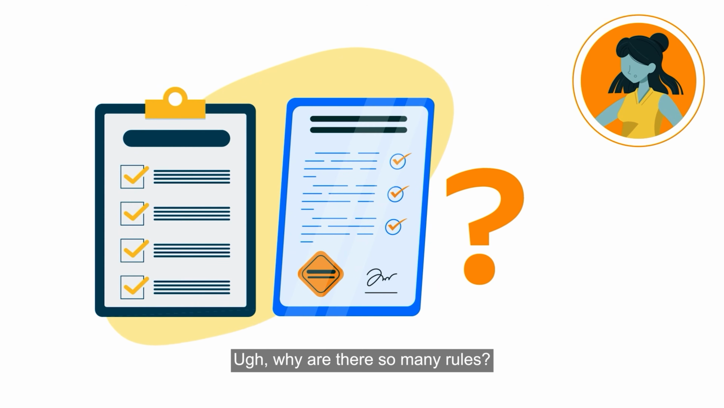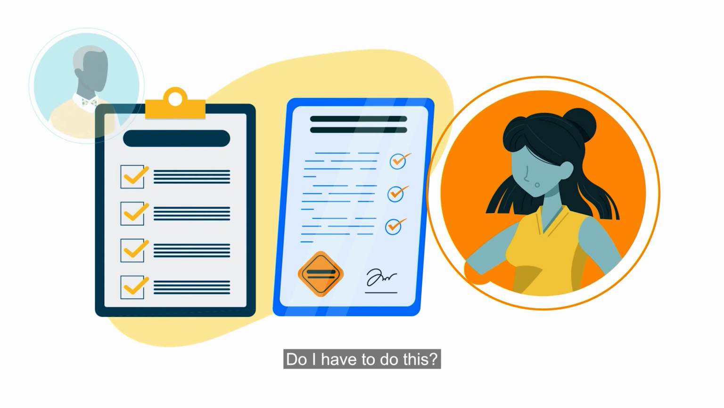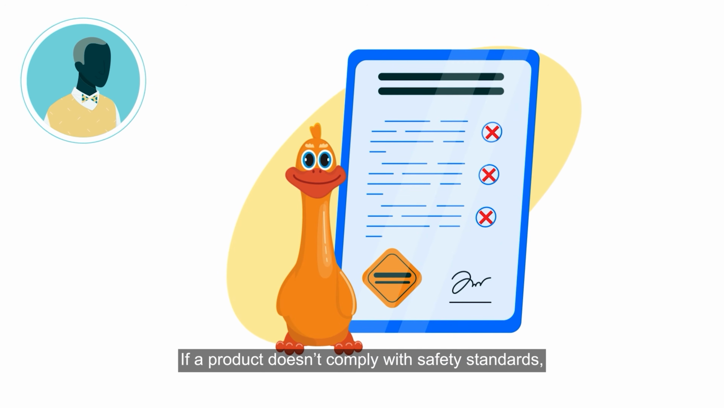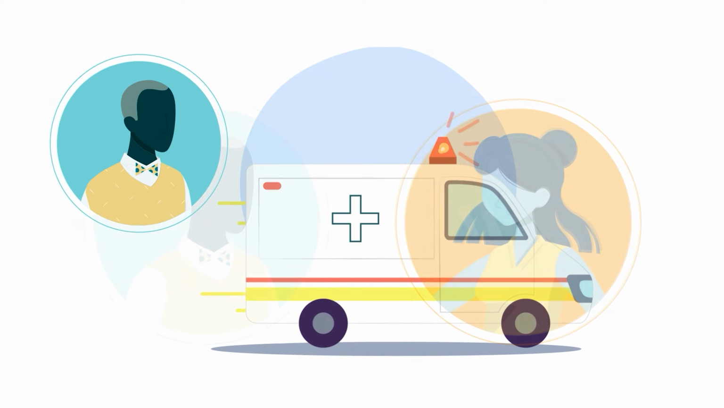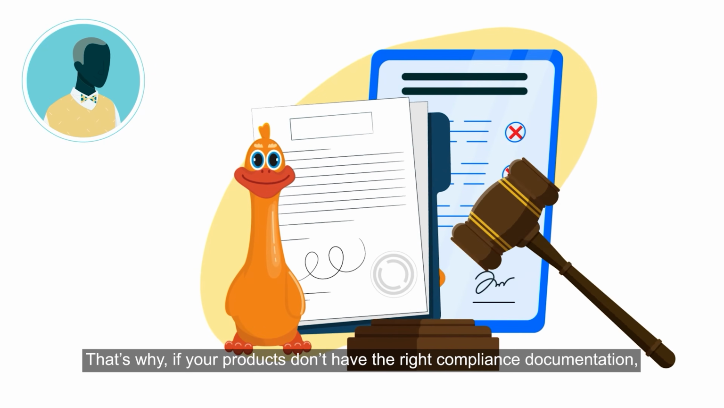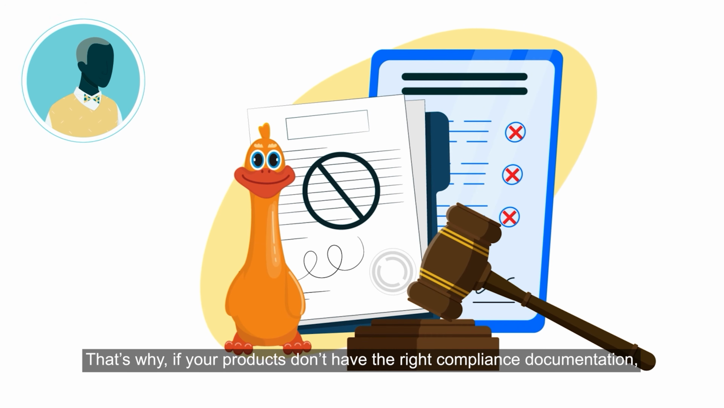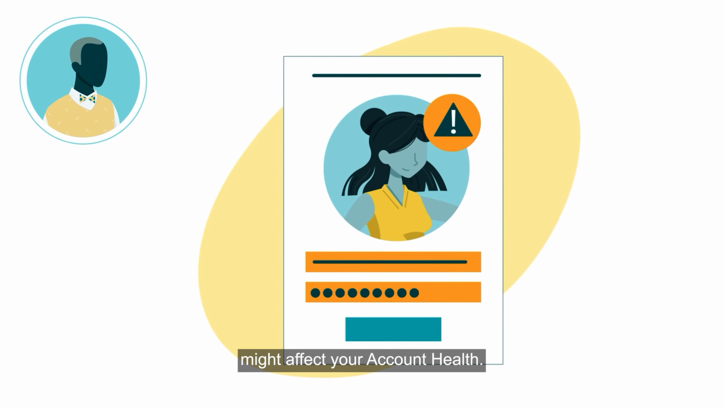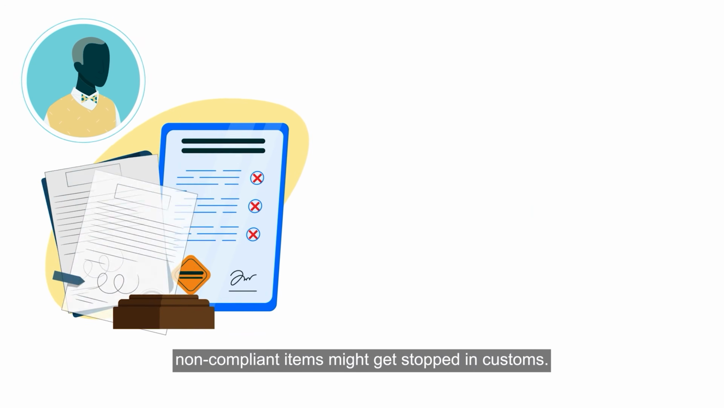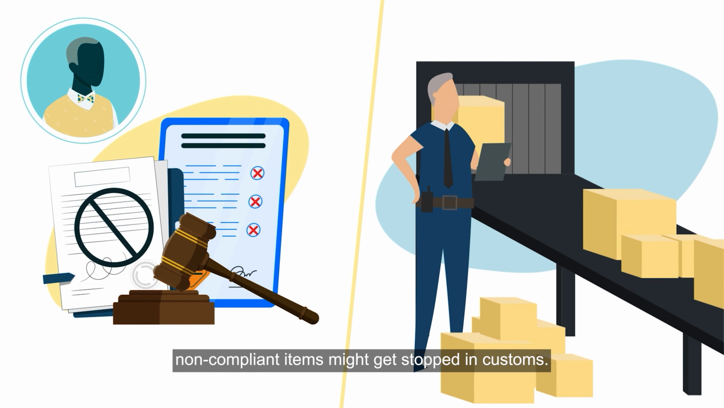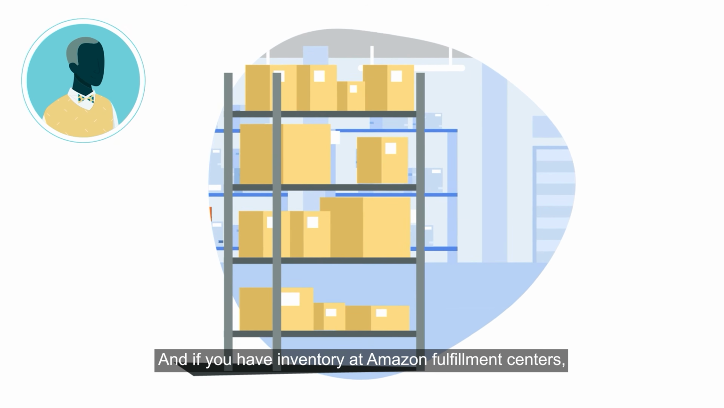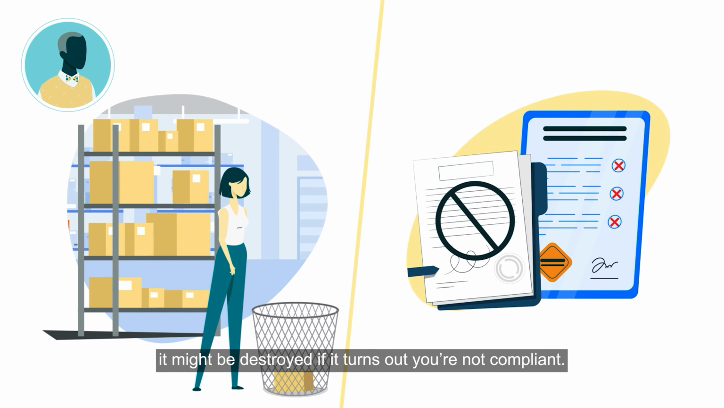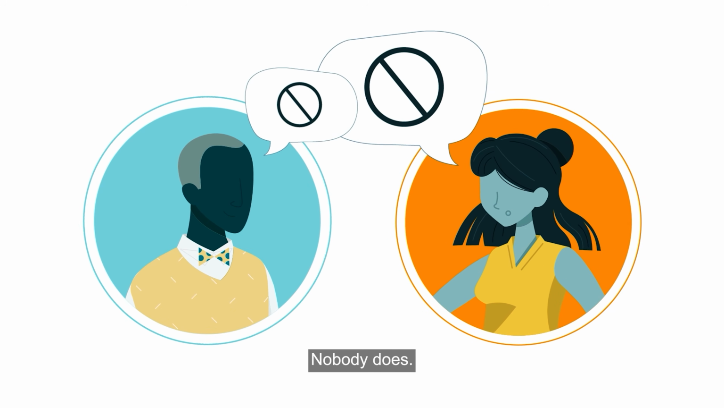Ugh, why are there so many rules? Do I have to do this? You need to take safety seriously. If a product doesn't comply with safety standards, someone's health could be at risk. That's a good point. That's why, if your products don't have the right compliance documentation, your listings could get taken down, which might affect your account health. If you ship internationally, non-compliant items might get stopped in customs. And if you have inventory at Amazon fulfillment centers, it might be destroyed if it turns out you're not compliant. We don't want that. Nobody does.